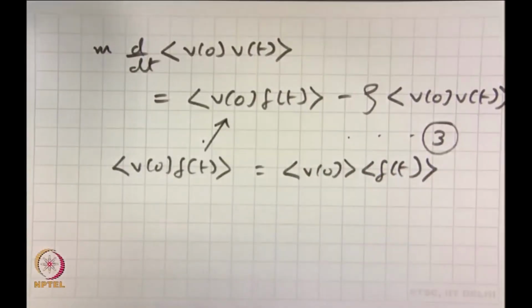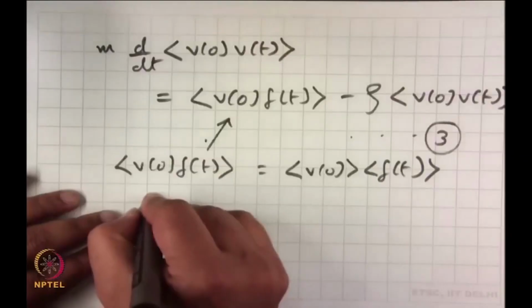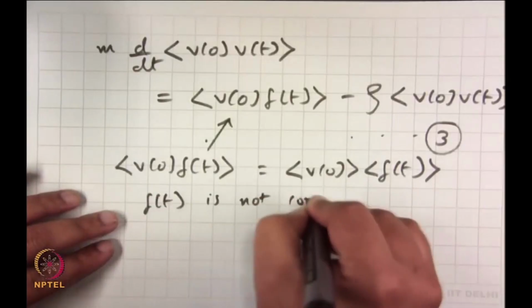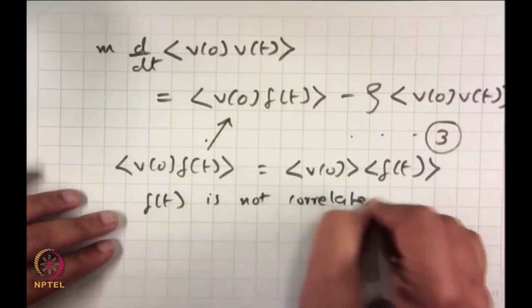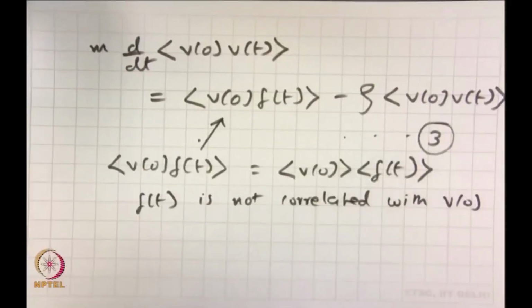What is the assumption? The assumption is that f(t), the fluctuating force, has no correlation with the initial velocity of the particle, and there should not be. Fluctuating force is coming from what? It is coming from the fluctuation of the solvent molecules, and that fluctuation has nothing to do with the initial velocity that the particle starts with. So, that means f(t) is not correlated with V naught.